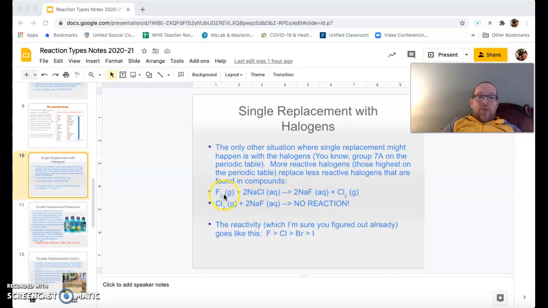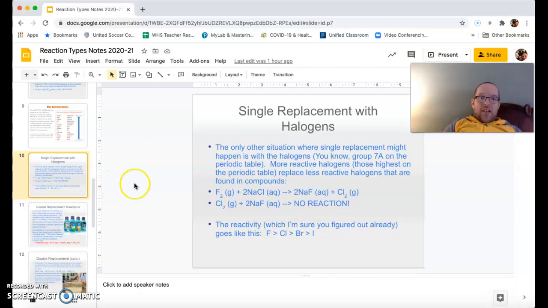So if we have fluorine trying to replace chlorine in this compound, in sodium chloride, it's going to happen because fluorine is more reactive. And fluorine, because it's more reactive, wants to be part of a compound rather than by itself. If we try to go the other way and chlorine tries to replace fluorine, then there's not going to be any reaction at all. And so the reactivity goes basically down the group.